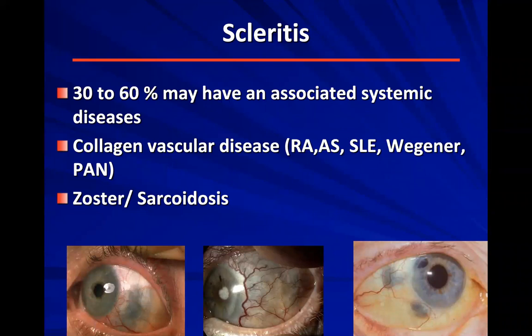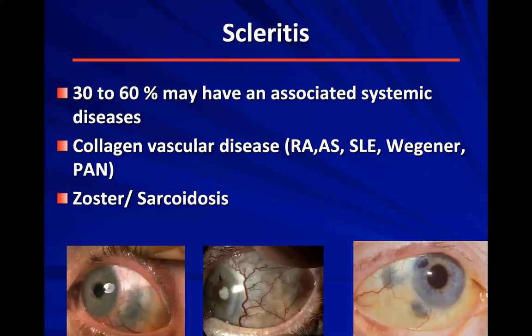Scleritis. Remember when we talked about the lids, we talked about the conjunctiva, then we talked about the episclera. What goes under the episclera is the sclera. That's the white part of your eye. So 30 to 60% may have an associated systemic disease when you have patients with scleritis.